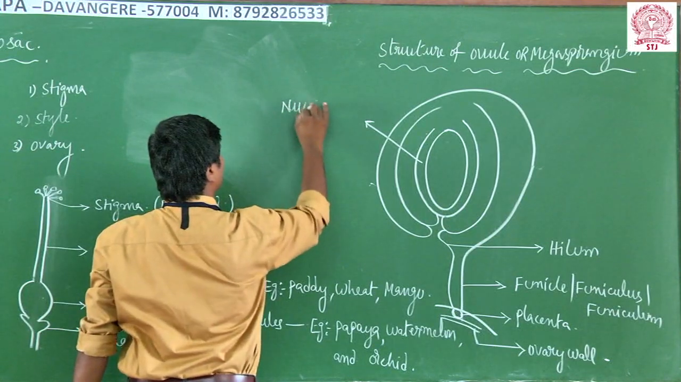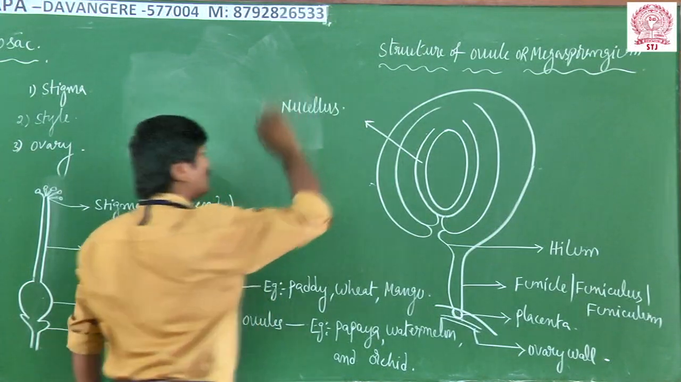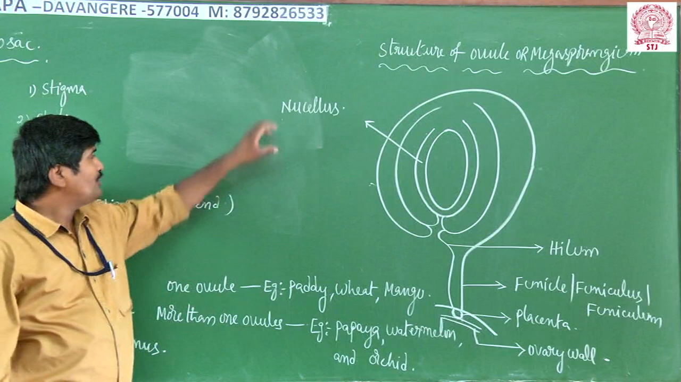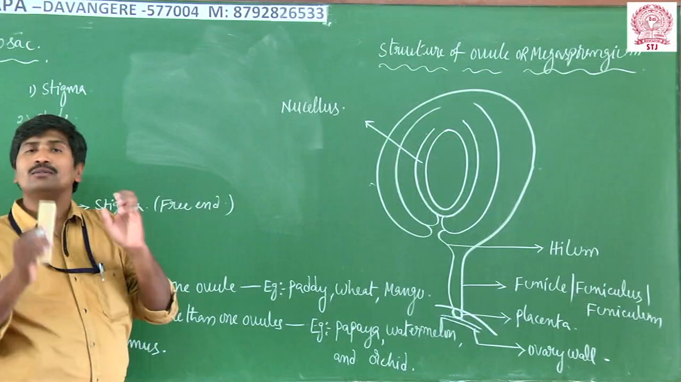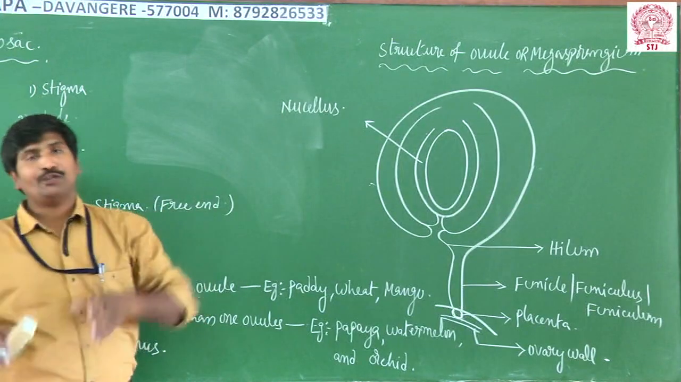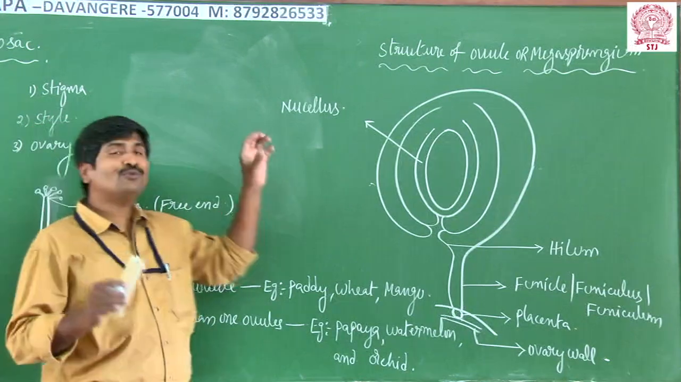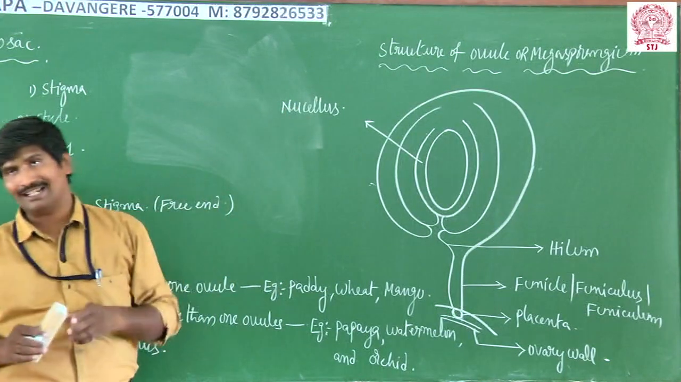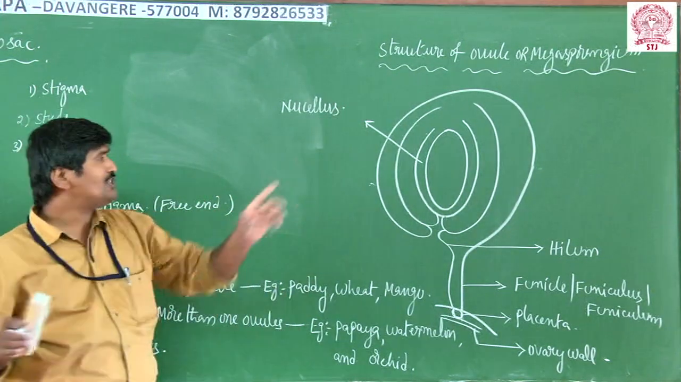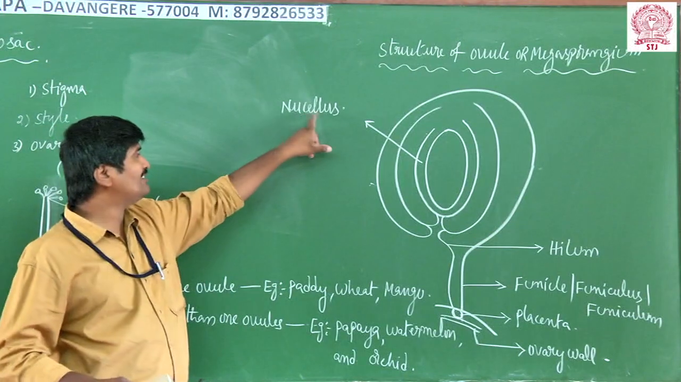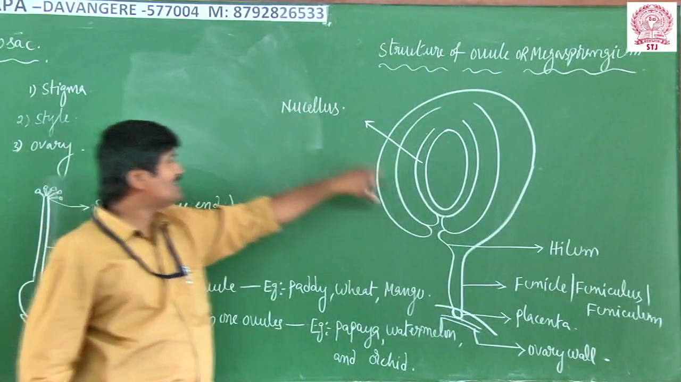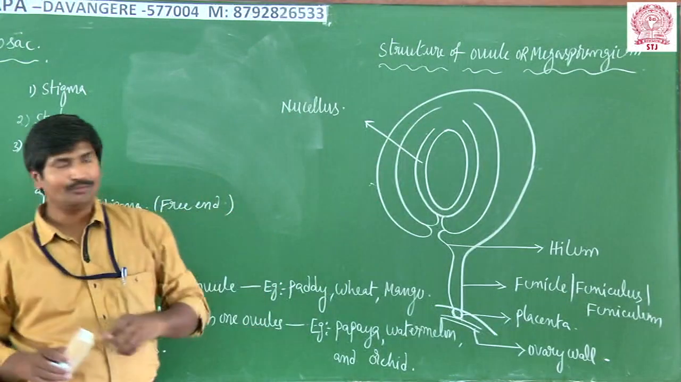Next one, nucellus. It is a very important part of the structure of the Megasporangium. Nucellus is a mass of parenchymatous tissue. So it is a nutrient tissue. It stores reserve food material in the cells of the nucellus. It is the main part of the structure of the Megasporangium or ovule. This is the nucellus, the central portion of the Megasporangium.